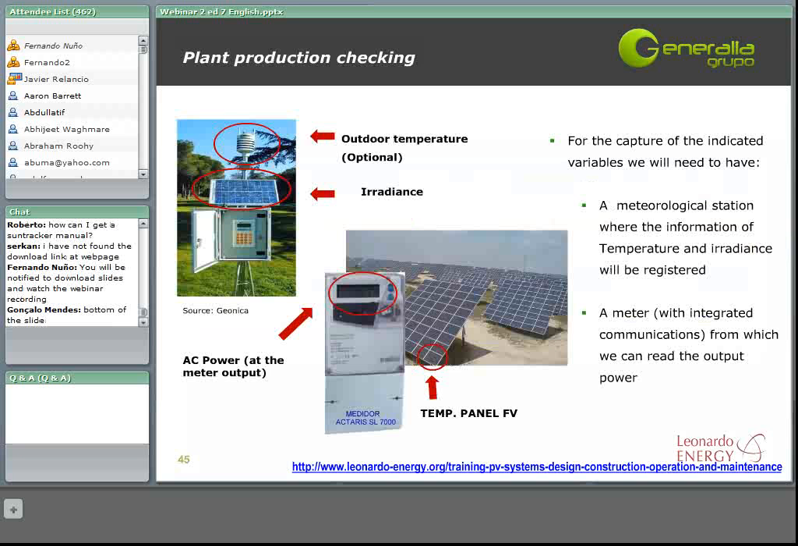With this data, we can estimate the plant production and check if it is within the ranges that should be the best ranges. If not, we can optimize the inverters or maybe check the different rows of the panels in order to improve this performance. It is important, or it might help us, if the meter has a communication port so that we can monitor the energy that is being produced from a control area.